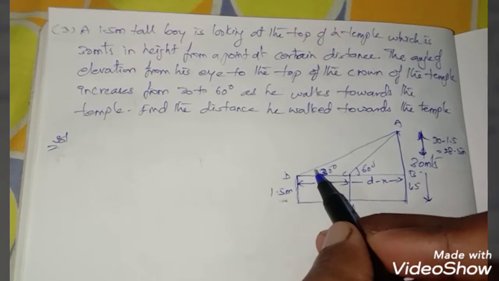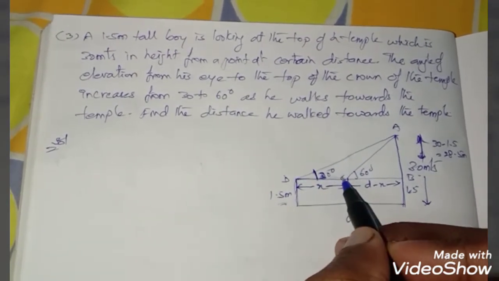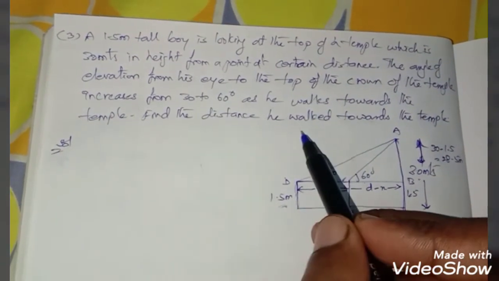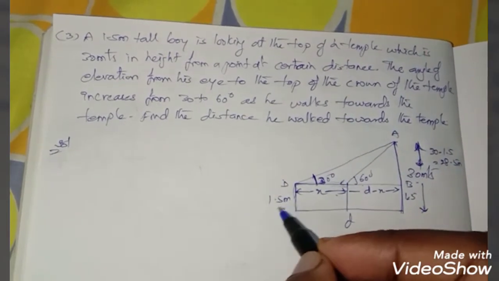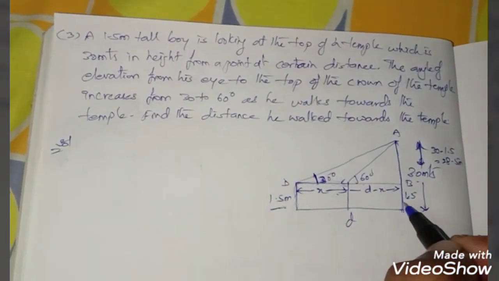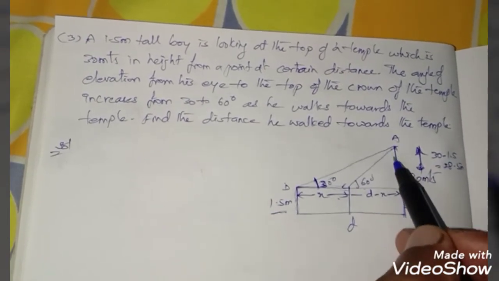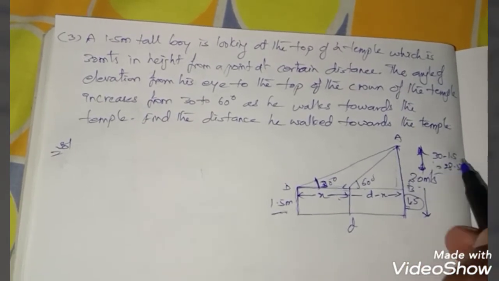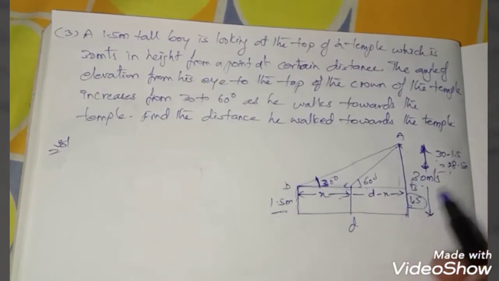So at the first starting point, the angle of elevation is 30 degree. If we move forward, the angle of elevation changes to 60 degree. Then you have to find the distance he walked towards the temple, means you have to find the value of x. So already it is 1.5 meter, so I can say this one is also 1.5 meter. I need to find the length of AB, where total length is 30. In that 30, if I subtract 1.5, I am getting 28.5 meter. So AB length is 28.5.